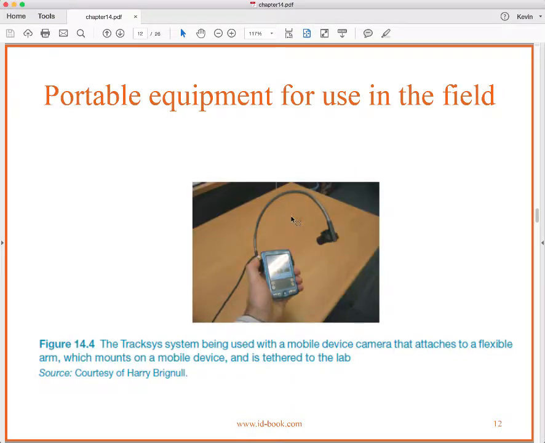Here's some more portable equipment, and this is part of Traxxas. And this is a camera that's going to show us the touch interactions with a touch screen. So we're going to be able to see the screen, and we're going to be able to see the fingers that are used to touch it, and hopefully that's going to help us in our research.